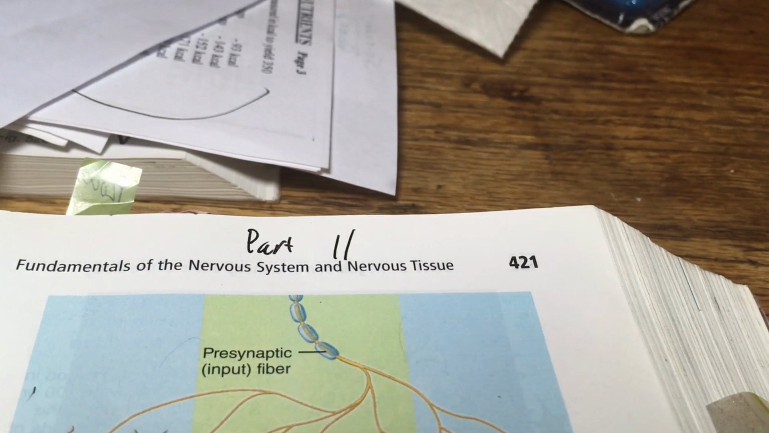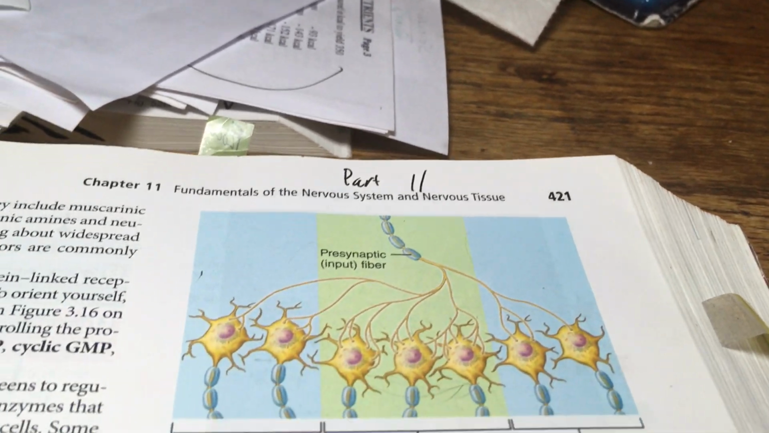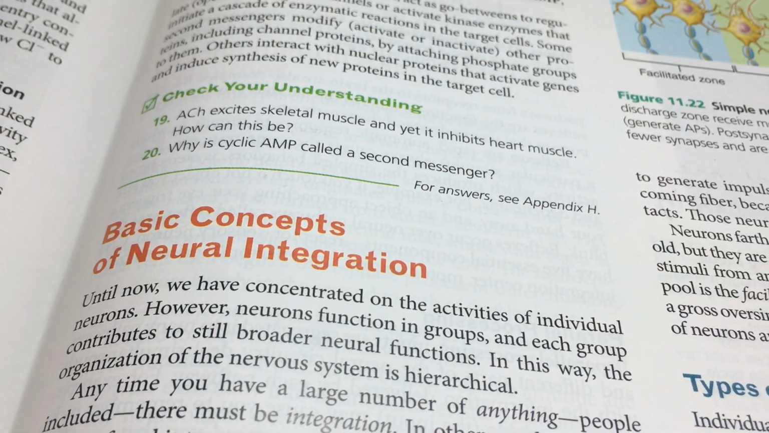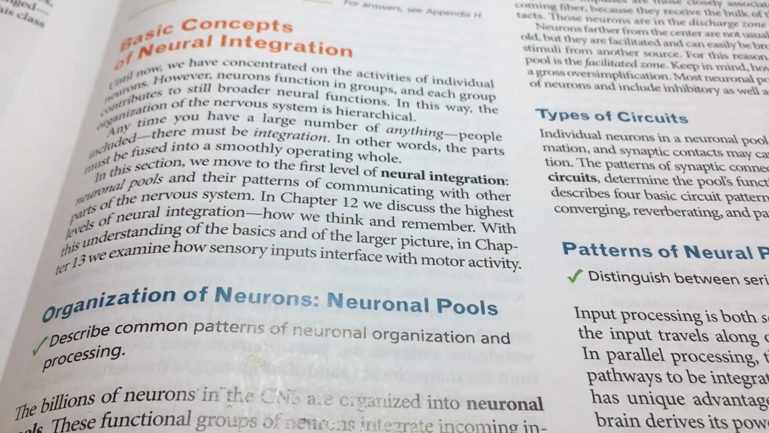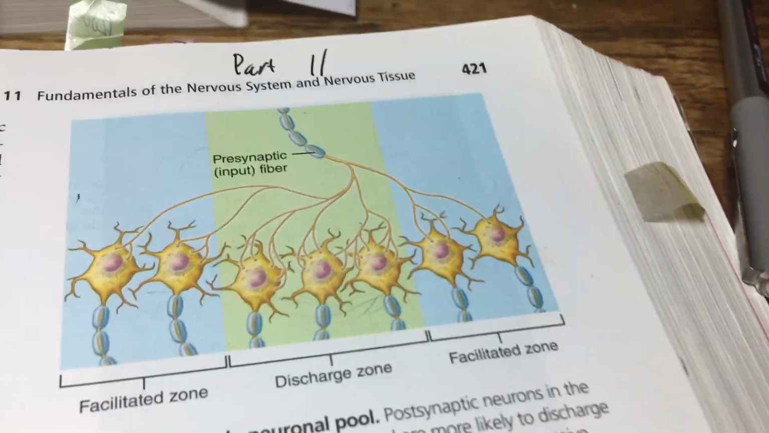Now we're on part 11, page 421, and we finished up the neurotransmitters, and we're going to learn a little bit about neural integration. Okay, so that means that we're going to be putting things together. Let's take a look here at this.